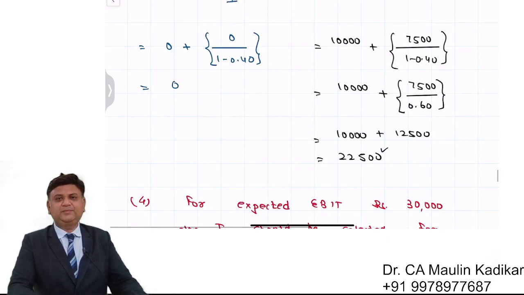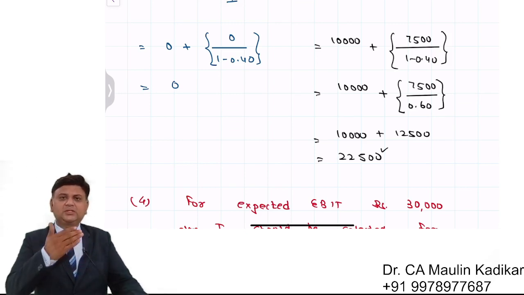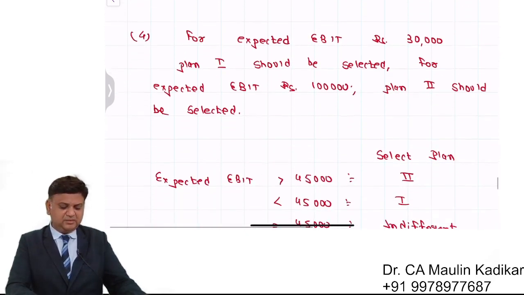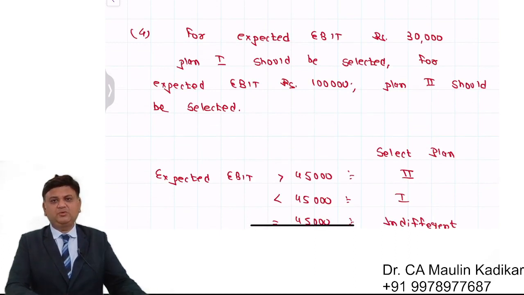For the second financial plan, it is interest plus preference dividend divided by 1 minus T. So it is 7,500 divided by 0.6. So it is 12,500. Technically, it is given a name as making it pre-tax plus interest. I also explained the formula to you.